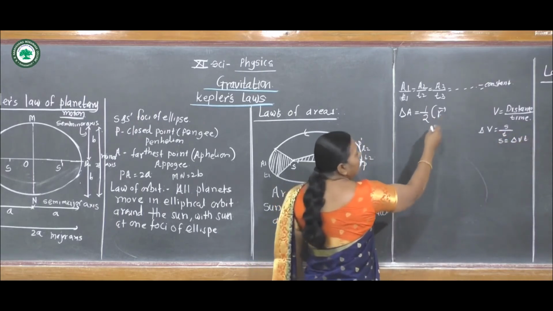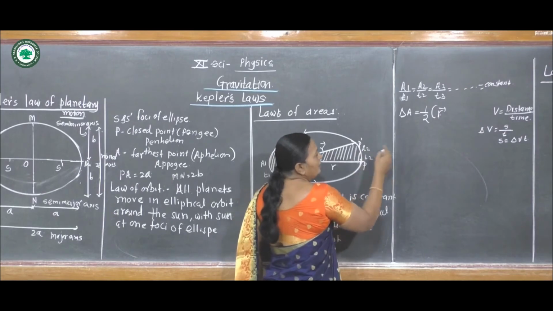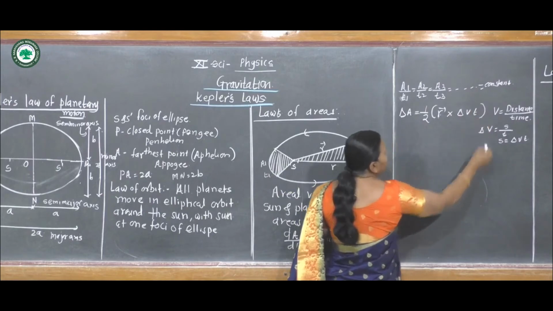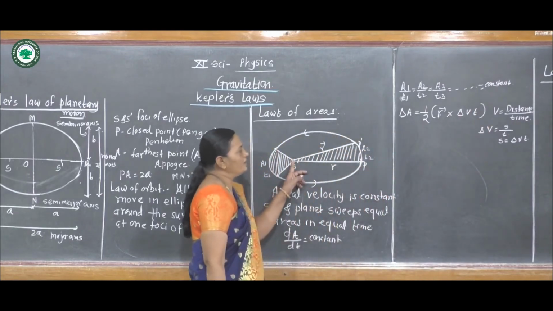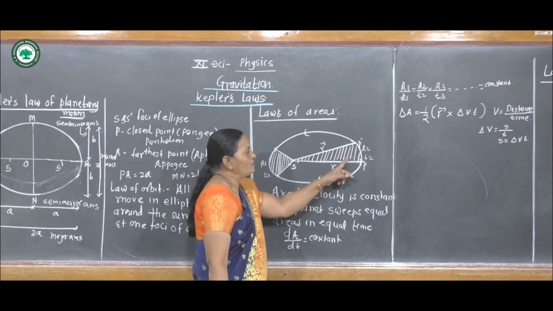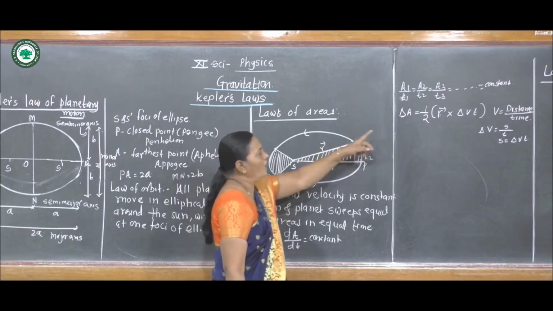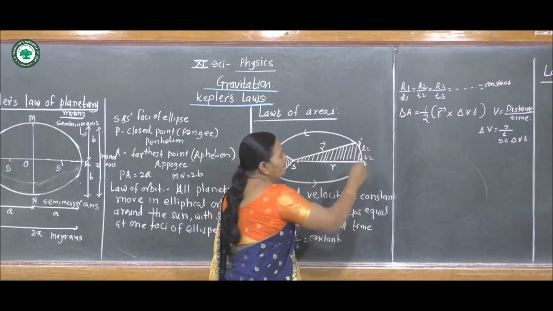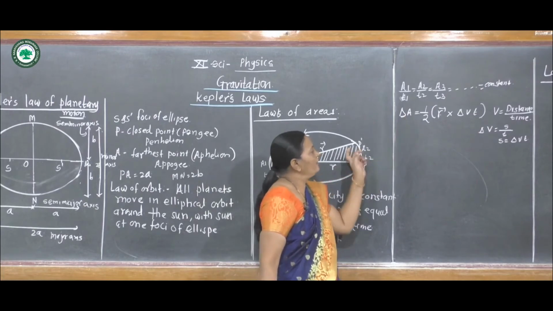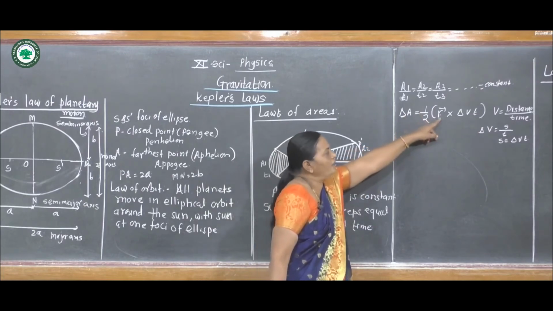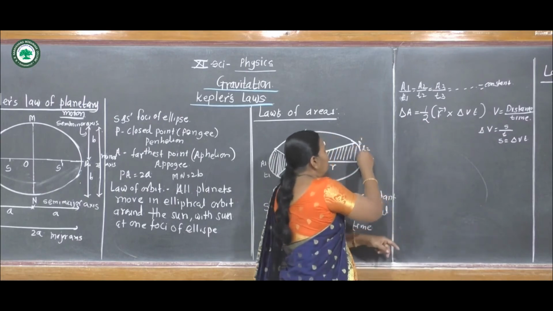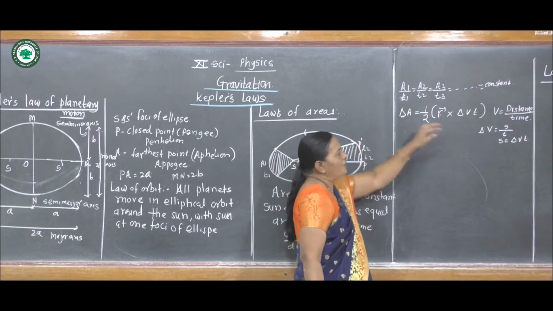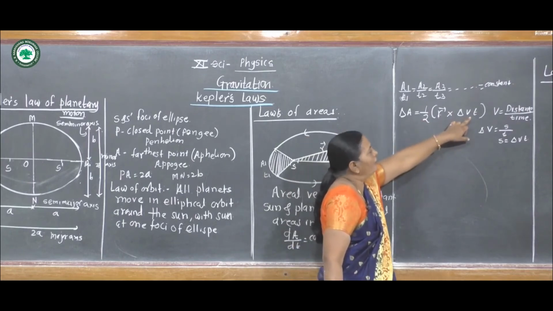Here we can write the distance covered in time t as delta V into t. See, here we consider the areal velocity. Area of triangle is 1/2 base into height. Suppose this is the base and this is the height. Then the area of the triangle is equal to 1/2 r into this distance PP dash, which is nothing but the distance covered by the planet, equal to delta V into t.